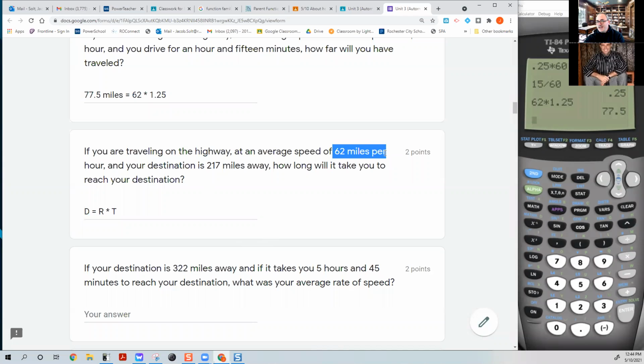All right, I have an average speed of 62 miles an hour. That's the rate, 62. This time I have the distance, 217. I have to solve for T like we were doing before. I'm going to have to undo multiplying by 62, which means I'm going to divide by 62 on both sides. If I divide by 62 here, I have to divide by 62 there. So dividing by 62 over here gets rid of it over there.